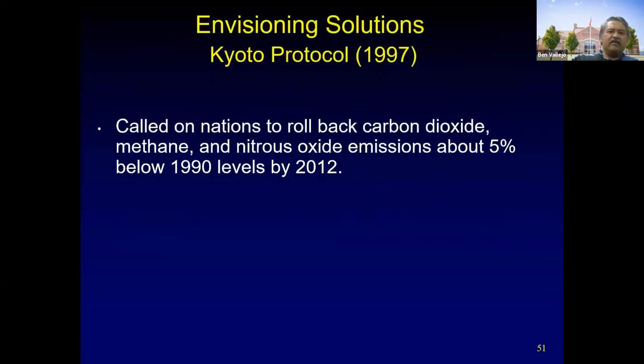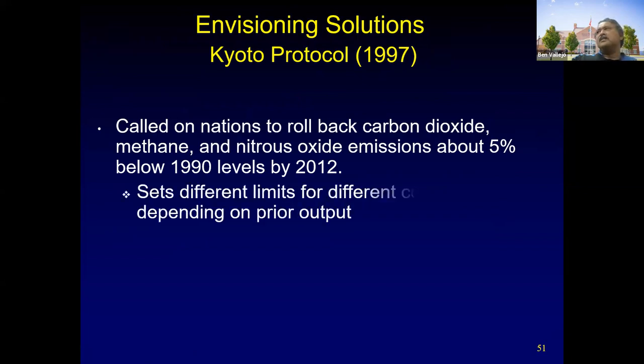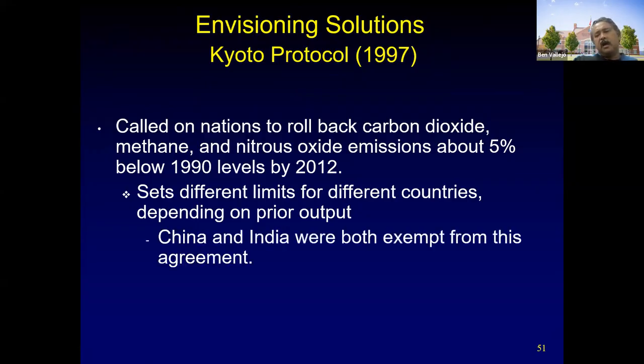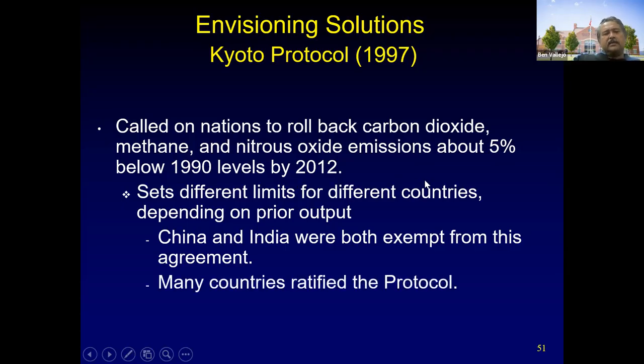Here's some info about the Kyoto Protocol. This is an illustration of where environmental science, unlike other sciences, has an aspect that has an opinion aspect to it and a political aspect to it, more so than other sciences. So this is a Kyoto Protocol where nations were called to roll back carbon dioxide, methane, nitrous oxide, and other greenhouse gas emissions by 5% below 1990 levels by 2012. And we didn't pass this.